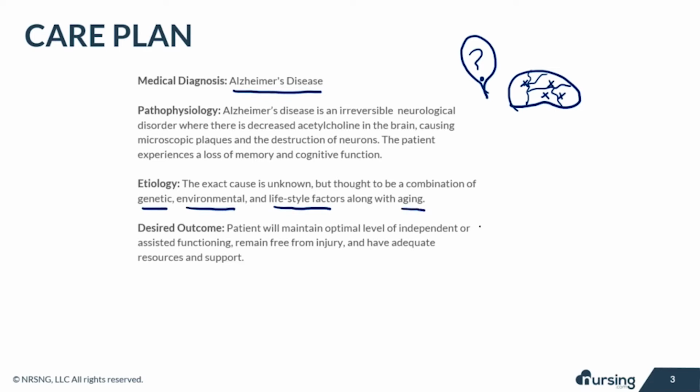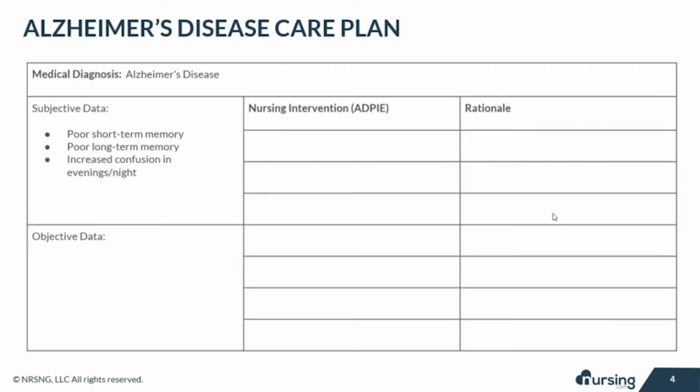So our desired outcome is that the patient will remain in the optimal level of independence or assisted functioning, remain free from injury, and have adequate resources and support. Now let's take a look at our care plan.